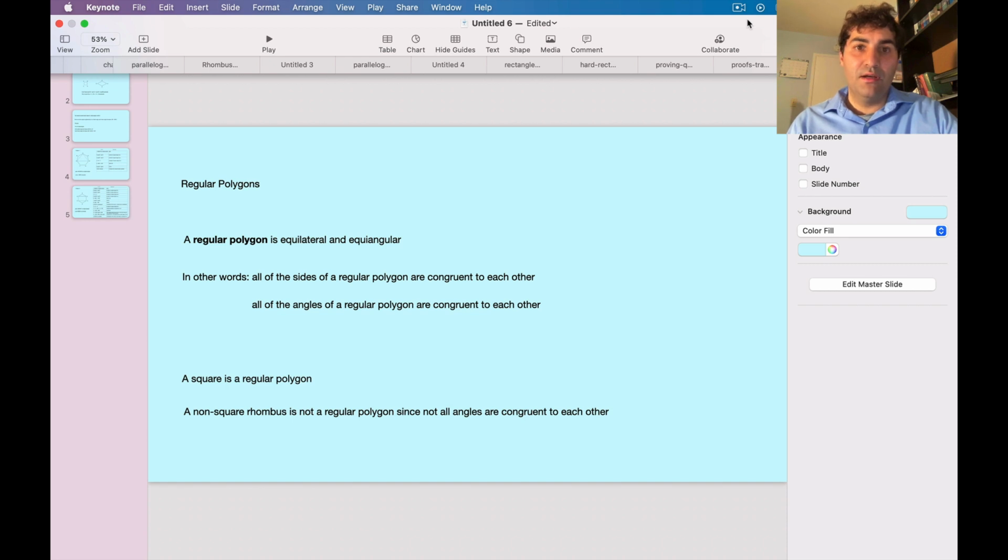A regular polygon is both equilateral and equiangular. In other words, all the sides of a regular polygon are congruent to each other, and all of the angles of a regular polygon are congruent to each other. A square is an example of a regular polygon. A non-square rhombus is not a regular polygon since not all angles are congruent to each other, even though all sides are congruent.